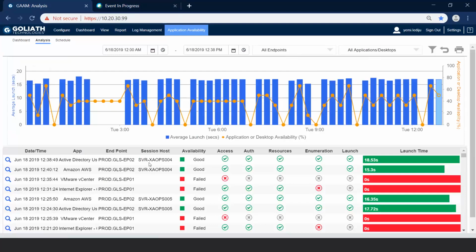And then finally, at the bottom section, you're able to take a deeper dive into each one of these launches. Here you can see the date and time, the applications, so typically you would see your Epic Hyperspace here. You can see the endpoint or the locations at which each one of these launches are taking place, the session host, if the session actually was created, and then finally, availability, right? So was this launch a success or did it fail?